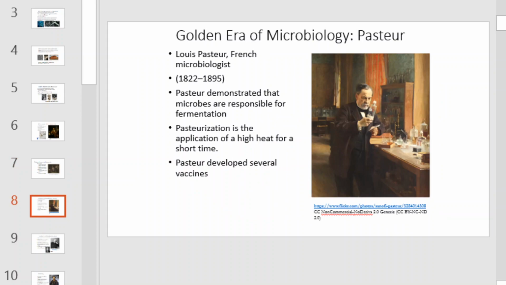The golden era of microbiology really begins with a man we might all remember or recognize, Louis Pasteur. Louis Pasteur was a French microbiologist who was alive from 1822 to 1895. Pasteur demonstrated that microbes are responsible for fermentation. Pasteurization, a process developed by Louis Pasteur, is one way of controlling the number of pathogenic microorganisms in any type of solution, and it involves the application of high heat for a short time. Pasteur also developed several vaccines.